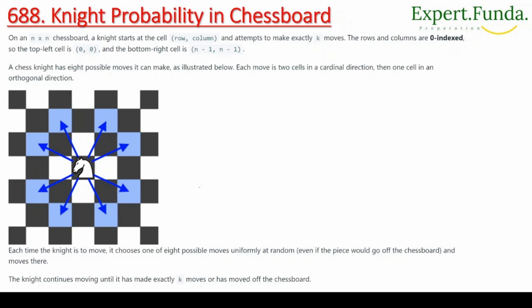Got it? So each time the knight is to move, it chooses one of the 8 possible moves uniformly at random. Means he can take any one of 8 possible moves, so each move has probability 1 by 8. The knight continues moving until it has made exactly k moves or has moved off the chessboard. Now we have to return the probability that the knight remains on the board after it has stopped moving.